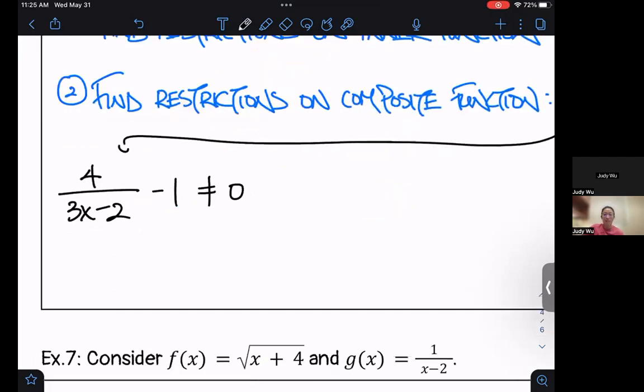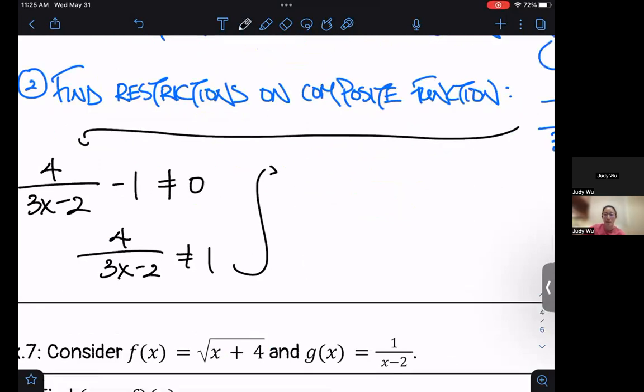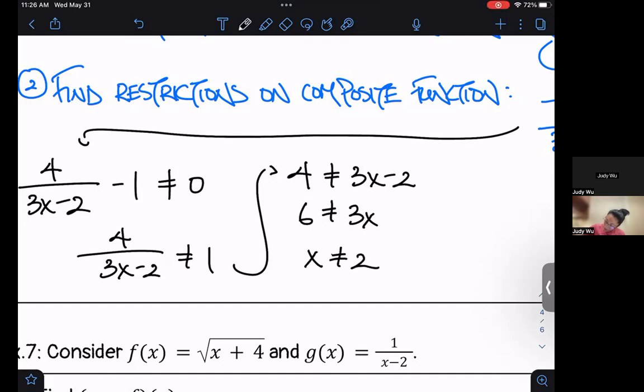All right, let's see if we can solve for x. So let's start by adding 1 to both sides. 4 over 3x minus 2 cannot be equal to 1. All right, I'm going to multiply both sides by 3x minus 2. 4 cannot be equal to 3x minus 2. I'm going to add 2 to both sides. So 6 cannot equal 3x. And I'm going to divide both sides by 3. So x cannot equal 2.